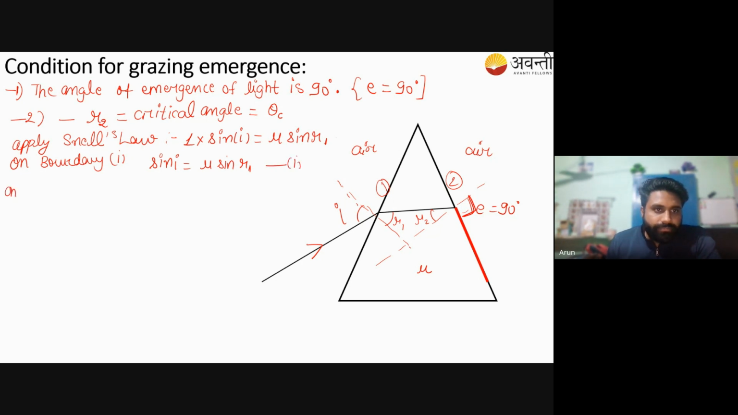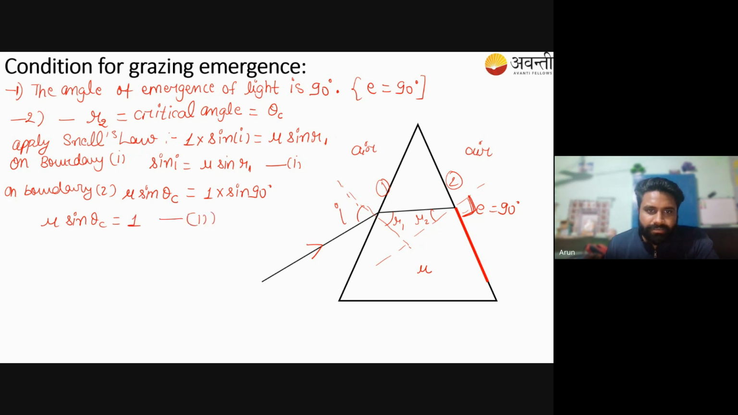On boundary 2, what do we have? Applying Snell's law again. So this R2 is nothing but theta c. So we can say that mu sine theta c is equals to 1 sine 90, because here the angle of emergence is 90 degrees. So we can say that mu sine theta c is equals to sine 90, which is 1. This is equation 2 we have.